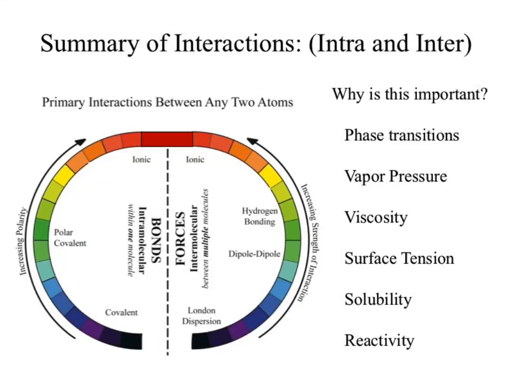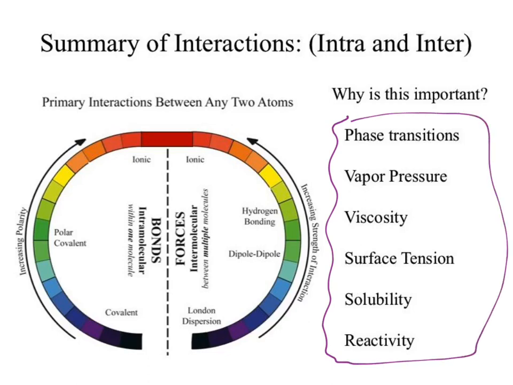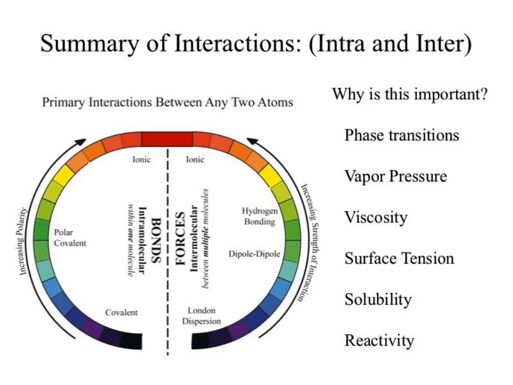So where we ended was looking at the interactions between any two atoms. And we said that those interactions become important because they dictate a whole bunch of physical properties. For the sake of this class, the physical properties that you need to be concerned about would be your phase transitions, solubility, and vapor pressure.